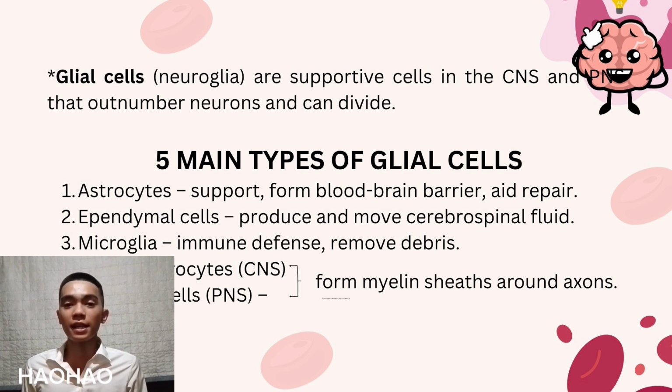The second type of glial cells is the ependymal cells. So what are ependymal cells? They have the ability to produce and move cerebrospinal fluid. The third one is microglia. The function of this type of glial cell is immune defense and removing debris. The fourth one is oligodendrocytes in the CNS, and the last one is Schwann cells in the PNS. They form myelin sheaths around the axons.